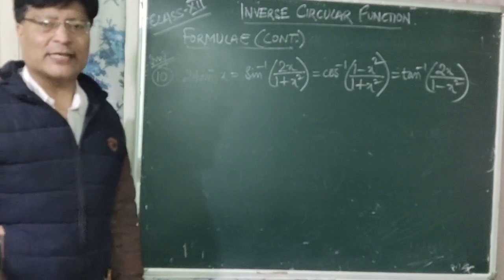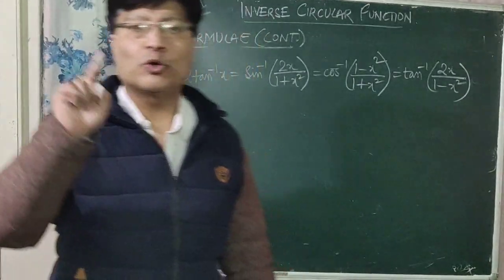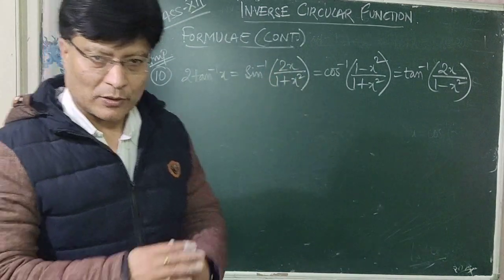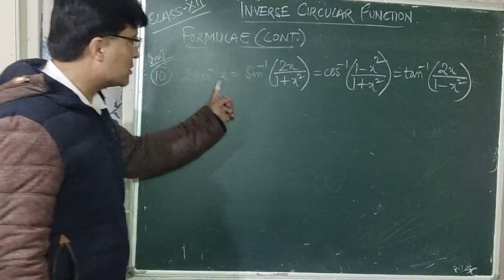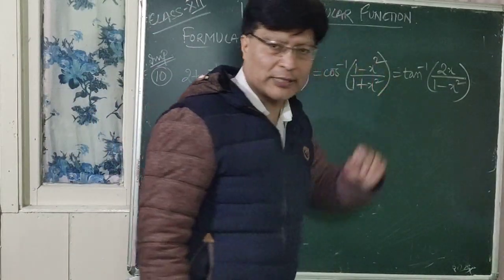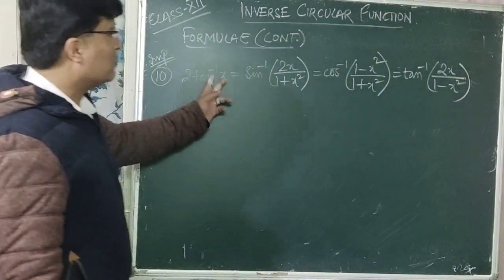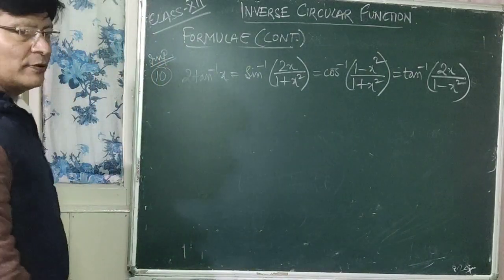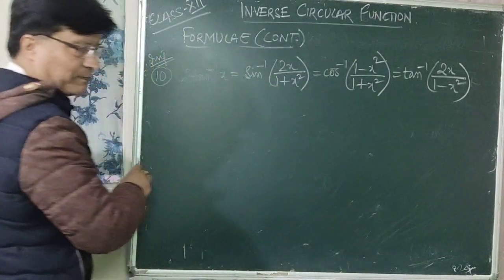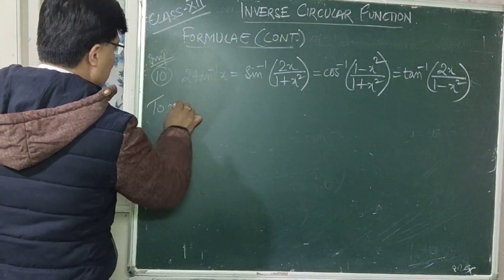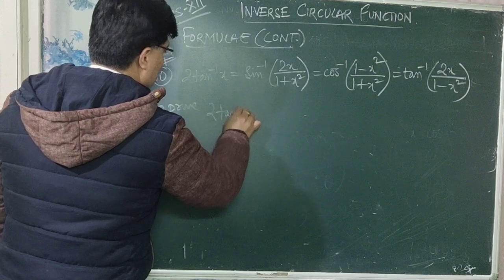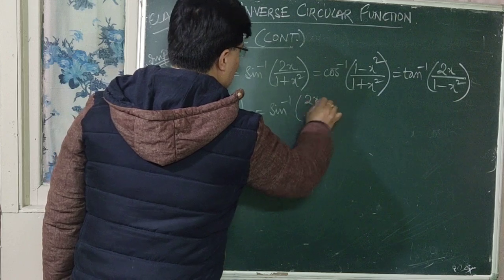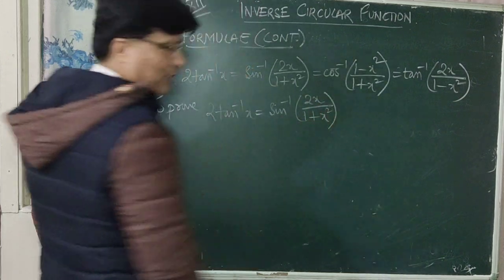Sometimes in HS examination you may get a question like: prove that 2 tan inverse x is equal to sin inverse 2x upon 1 plus x square, or prove that 2 tan inverse x is equal to cos inverse 1 minus x square upon 1 plus x square, or 2 tan inverse x is equal to tan inverse 2x upon 1 minus x square, right? So let us prove the first one, that is first is equal to second. To prove what? 2 tan inverse x is equal to sin inverse 2x upon 1 plus x square.